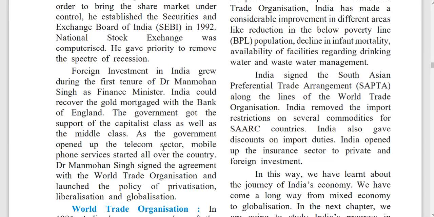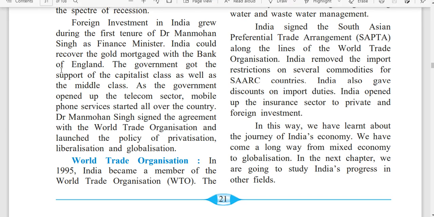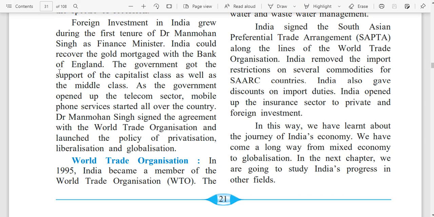Foreign investment in India grew during the first tenure of Dr. Manmohan Singh as finance minister. India could recover the gold mortgage with the Bank of England. The government got the support of the capitalist class as well as the middle class. As the government opened up the telecom sector, mobile phone services started all over the country. Dr. Manmohan Singh signed the agreement with the World Trade Organization and launched the policy of privatization, liberalization, and globalization.